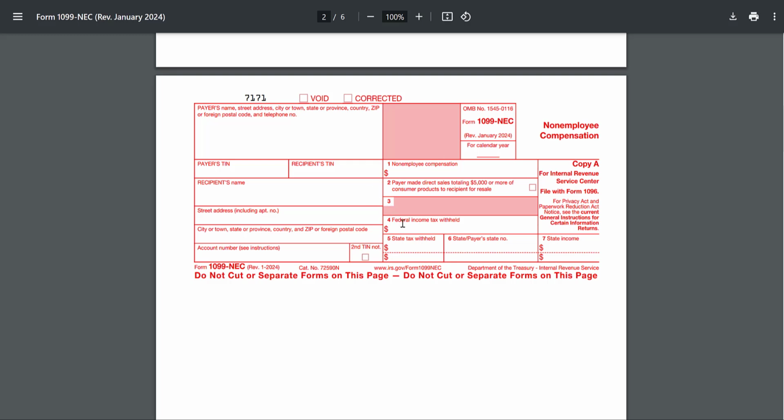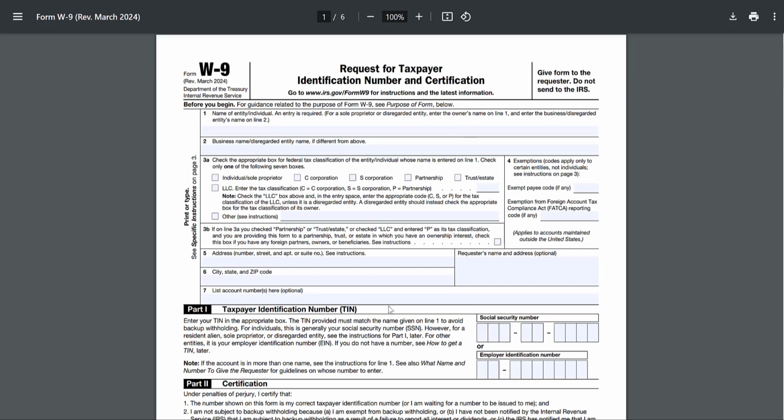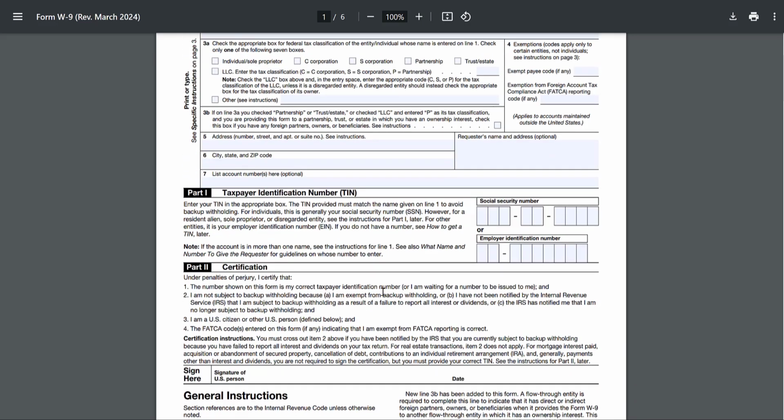Federal income tax withheld. This tells the IRS, hey, when this contractor filled out this W-9, part of what they do is they certify that they are not subject to backup withholding.